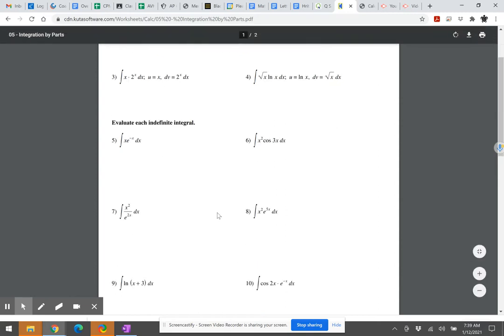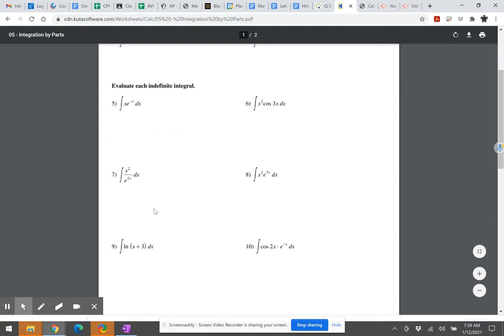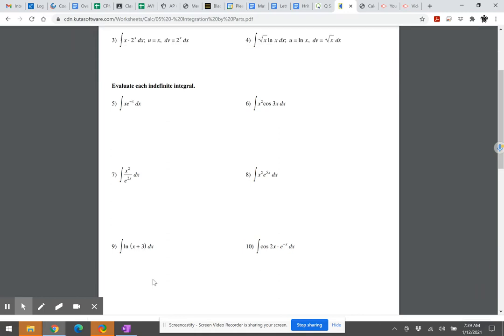I just want to look at a couple of these and say, which would you pick as u and which would you pick as v? Well, I would pick x for u, and I would pick e to the negative x for v. I would pick x squared for u, and I would pick cosine of 3x for v. In this case, x squared for u. And in 7, I would pick x squared for u. 9 is one of those examples where I might insert a 1 and make the 1 the dv. 10 is an example of a repeater.